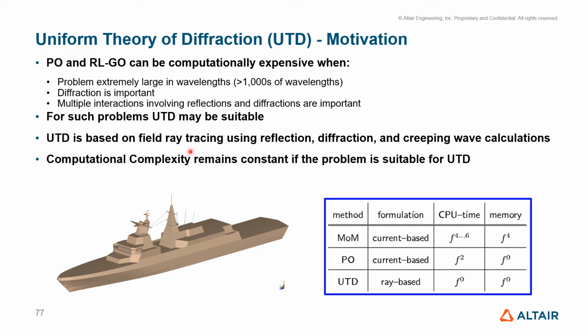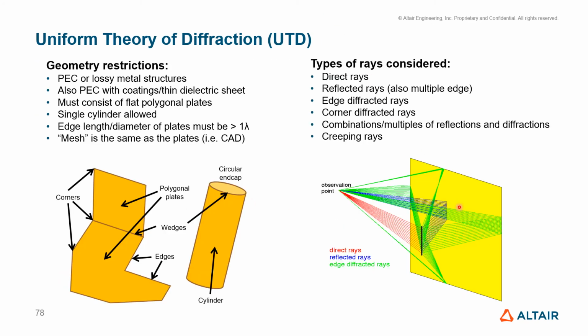It's based on ray tracing methodology using reflection, diffraction, and creeping wave calculations. One advantage with UTD is that it doesn't change its CPU time or memory requirement with respect to frequency. We'll see that in a couple of examples here. The way UTD works, and also the hybrid method of moments with UTD, is that if you have a plate and a dipole in front of it, the dipole can be discretized with segments and analyzed with the method of moments.